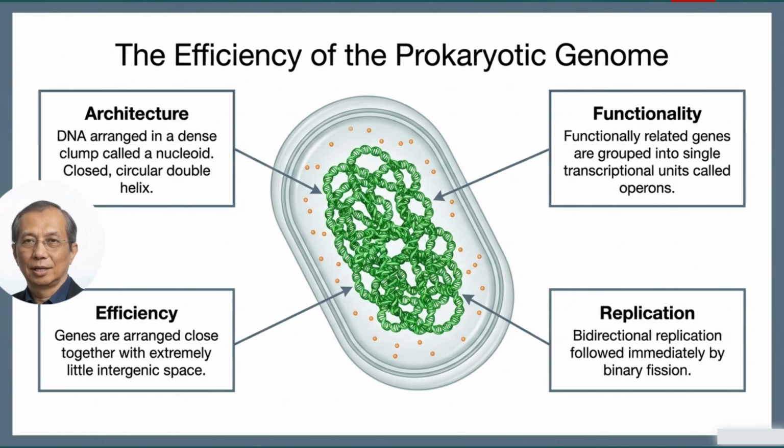The prokaryotic genome, despite its relative simplicity, is a marvel of efficiency. Its architecture is characterized by DNA arranged in a dense clump, the nucleoid, forming a closed, circular double helix. Functionally, genes are often grouped into single transcriptional units called operons, allowing for coordinated regulation. This organization contributes to remarkable efficiency, with genes arranged closely together and very little non-coding or intergenic space. Replication is equally streamlined, involving bidirectional replication followed almost immediately by binary fission, enabling rapid reproduction.